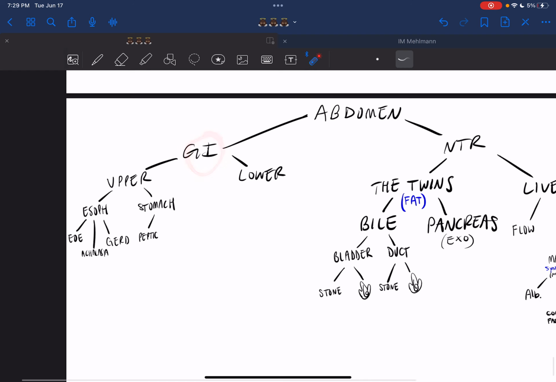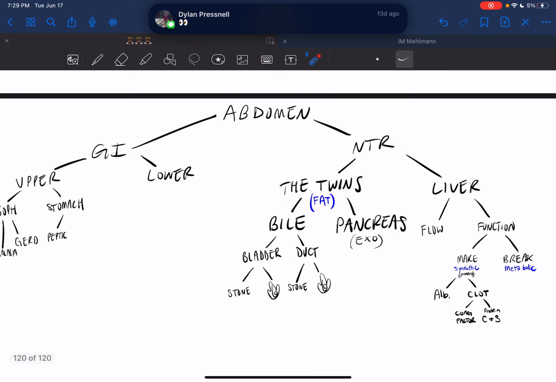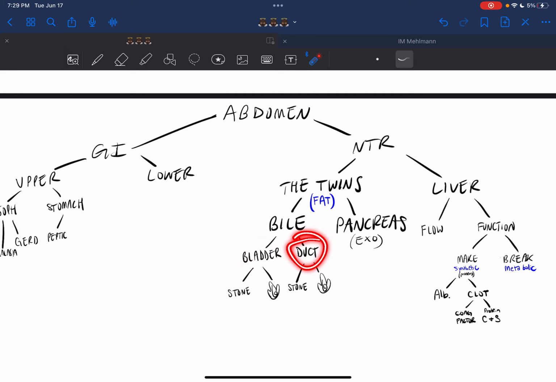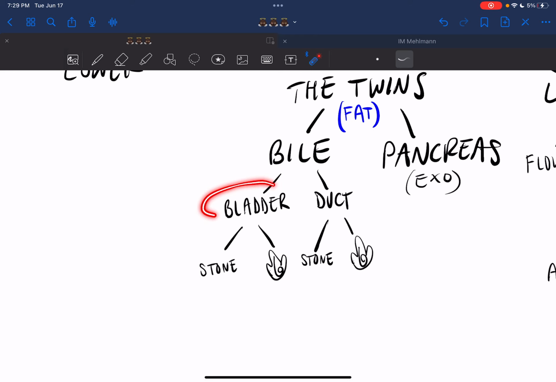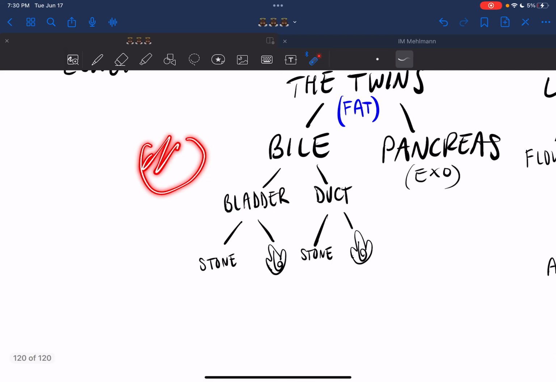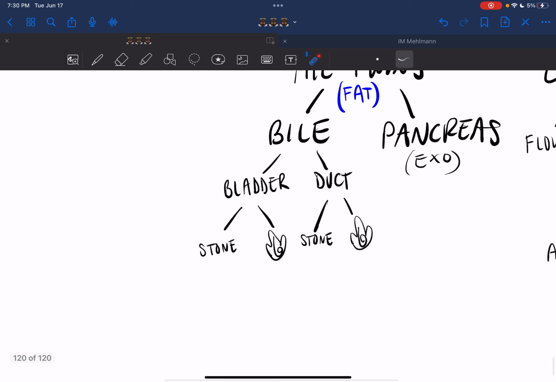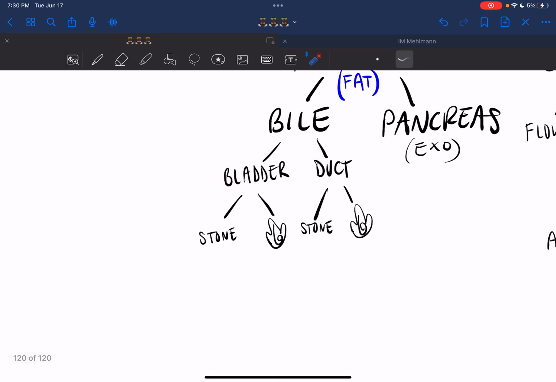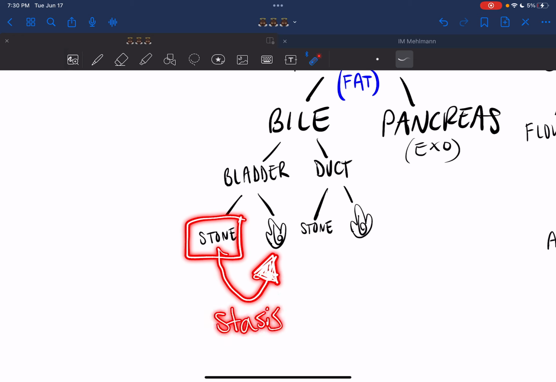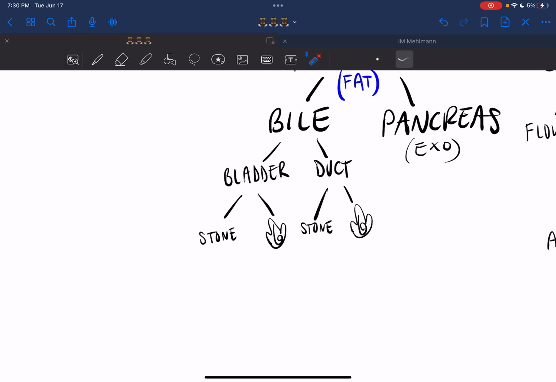Then for the GI side of things, well, let's do bile. Bile splits into the gallbladder versus the bile duct. Those are the two parts of the biliary system. It's only two parts. You're either in the bladder or you're in the duct. And whether you're in the bladder or the duct, there's only two problems you can have in your biliary system. You can have a stone or you can have inflammation. You start out with a stone, and then the inflammation is just a complication of the stone, because the stone causes stasis, and stasis always leads to infection, no matter what body part or organ system you're in.